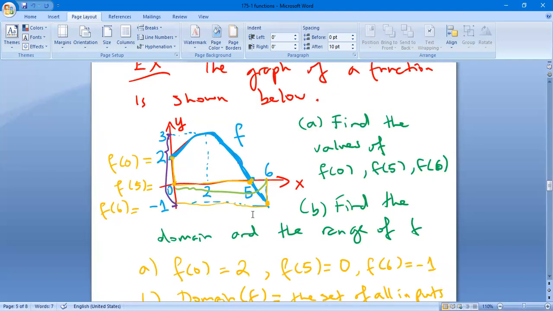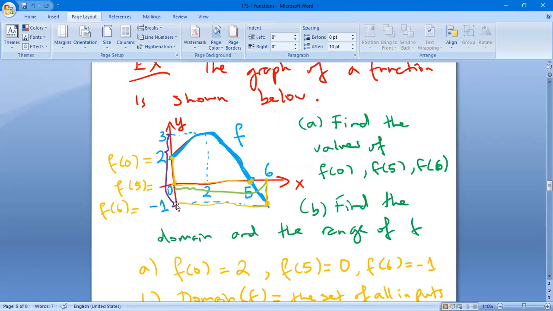Then if we want to find f of 5, first we find 5 on the domain axis, the horizontal x-axis. Then we hit the graph of the function, but it's already hitting the graph there. Then we project onto the vertical axis, y-axis, to find out the output. Well, it corresponds to 0. So that means f of 5 is 0. And for f of 6, we first find 6 on the horizontal domain axis. Then we go vertically until we hit the graph. Well, it hits the graph here. Then we project it horizontally, and we come to hit -1. That means f of 6 is equal to -1.